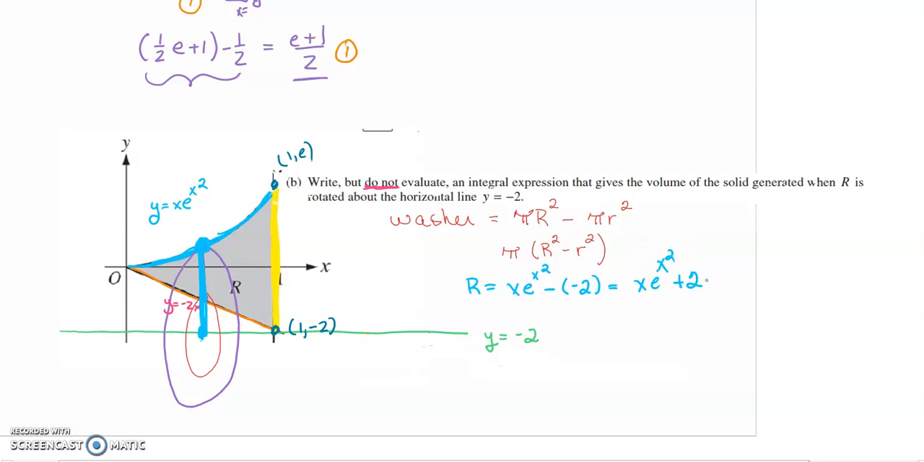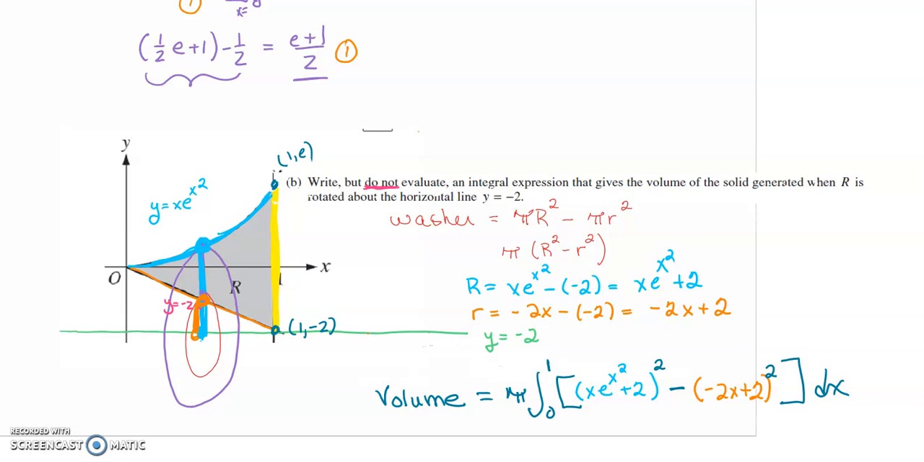Okay? My little r is that point closest to the axis of revolution. You can see that there in orange. So my little r is negative 2x minus the axis of revolution, so we have negative 2x plus 2. I want you to pause the video and set up your integral expression that will give you the volume.